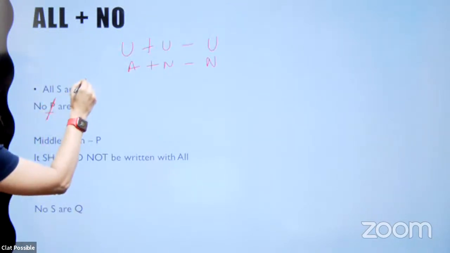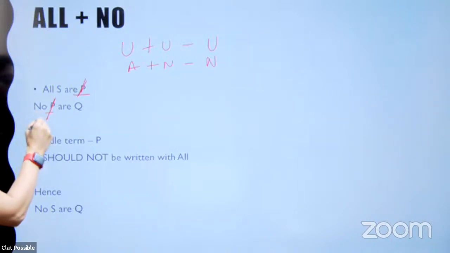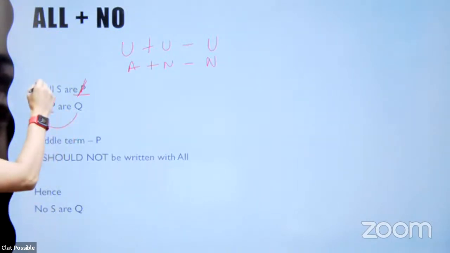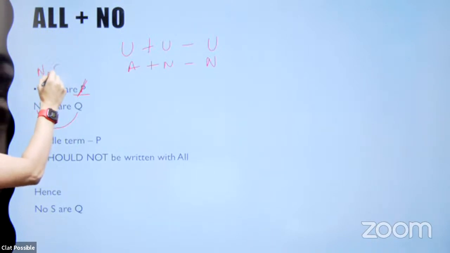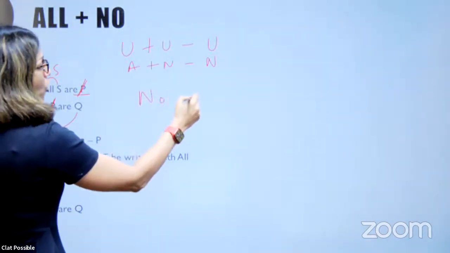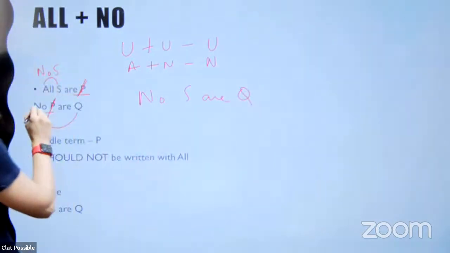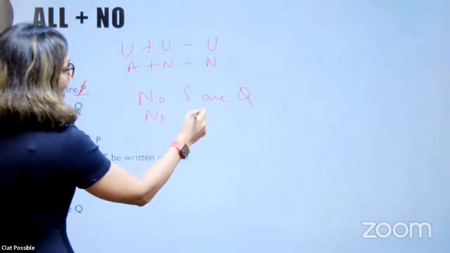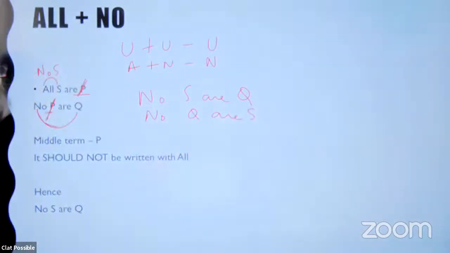So I eliminate P. No Q remains no Q. And all S changes to no S. Right? Because universal remains universal, but the problem is that "all" cannot be the answer because a negative answer has to come in. So my answer will be no SRQ. I can start from here also and say no QRS. Do you understand this, everyone?